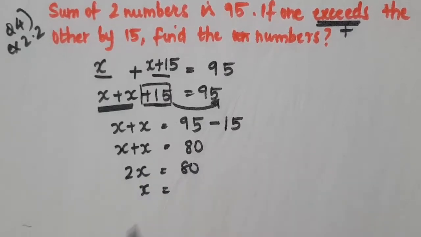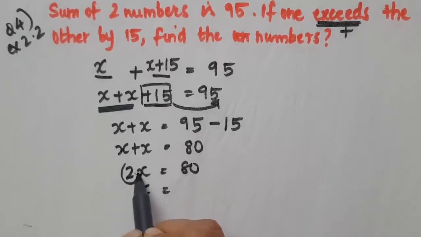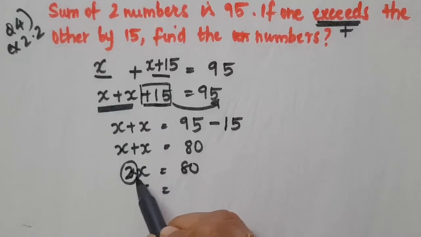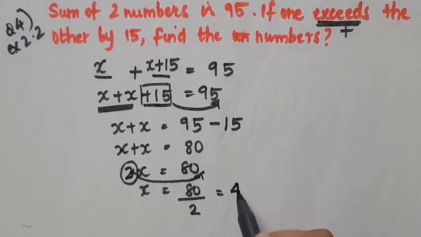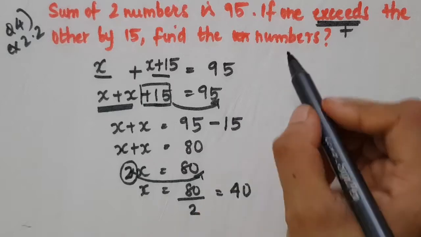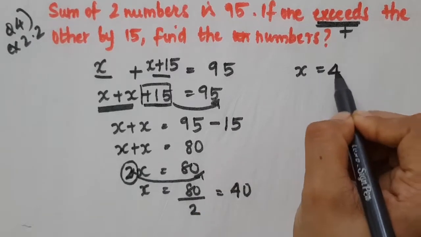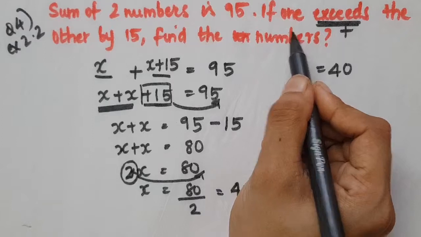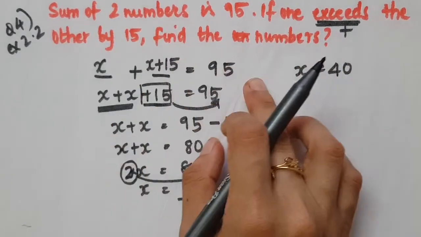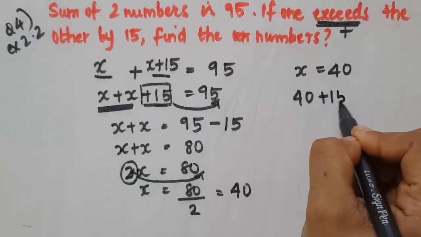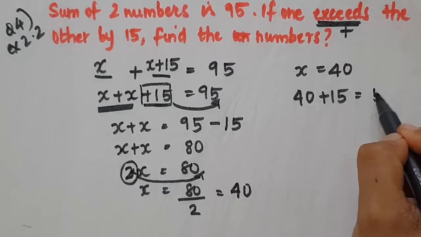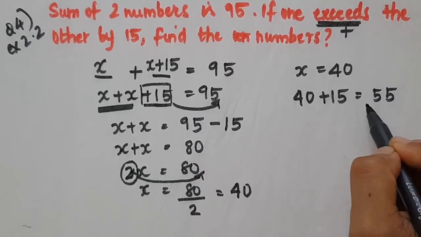So x is equal to, see, this is 2 times x, right? So 2 times x, if taking it to the other side, will become 80 divided by 2. So that is equal to 40. Okay, so one number x is equal to 40. The other number, it says find the numbers, it's not just x, so the other number also we have to find. So the other number is 40 plus 15, which is equal to 55. So the numbers are 40 and 55.